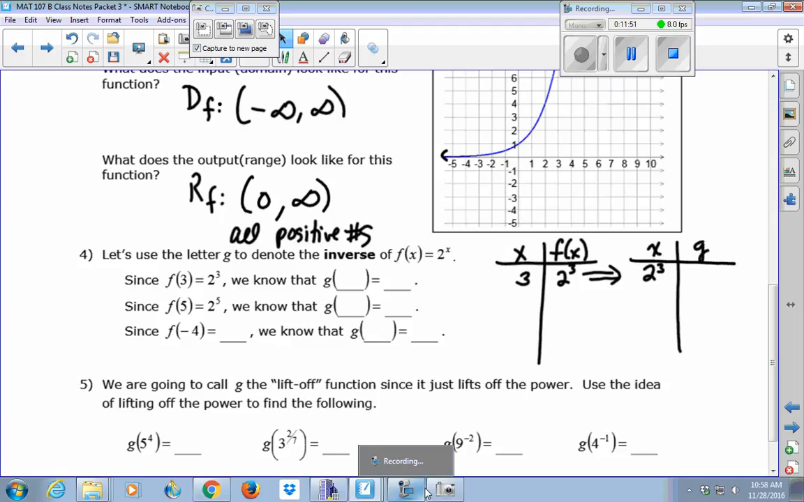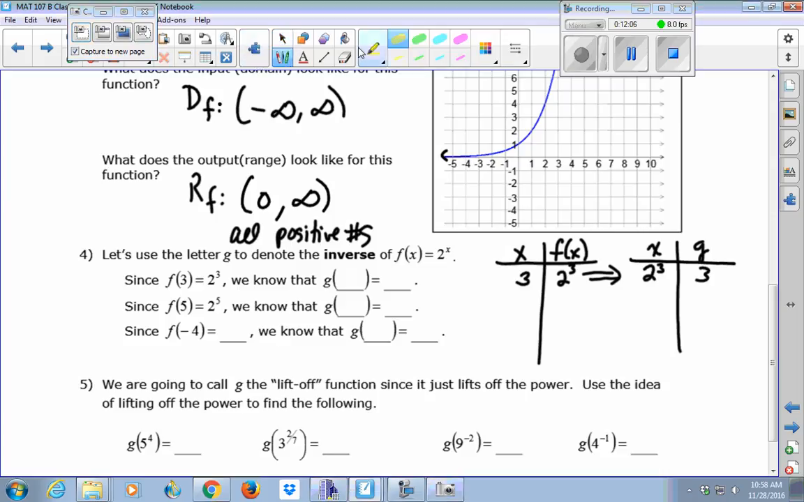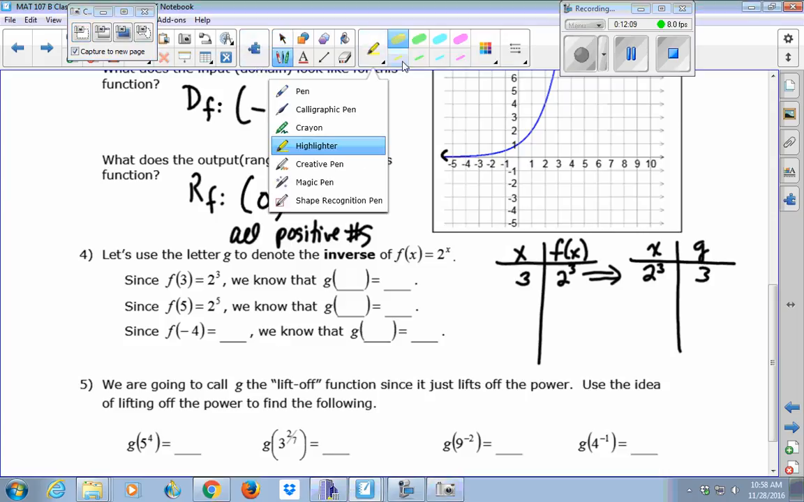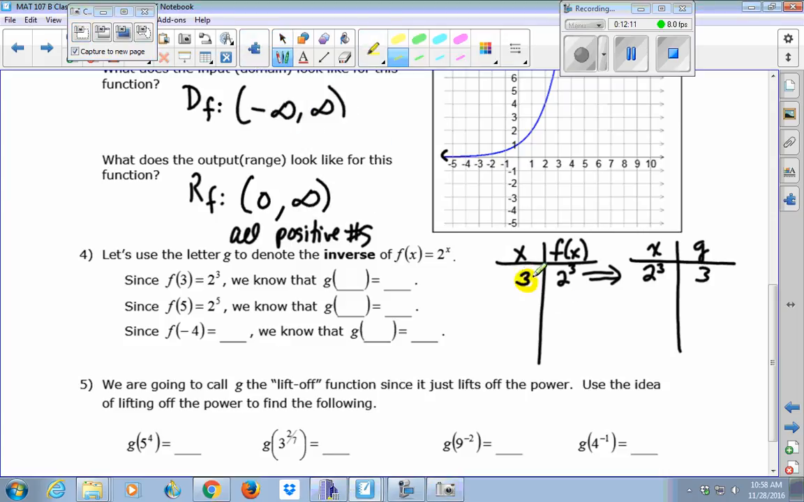What do I arrive at? 3 goes into f of x, I get 2 cubed. Now 2 cubed goes into my inverse function. What's my output? 3. Right, you're right back to where you started. That's what inverses do. They undo each other. So you get right back to the original input, which was 3. The output of your inverse function is the same.